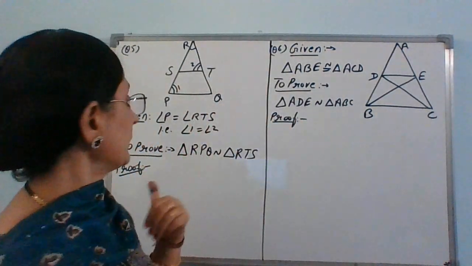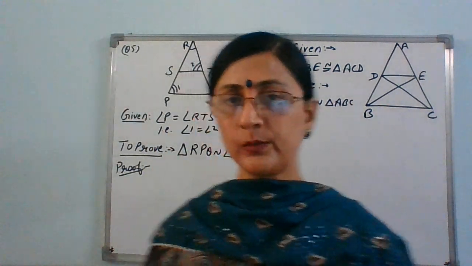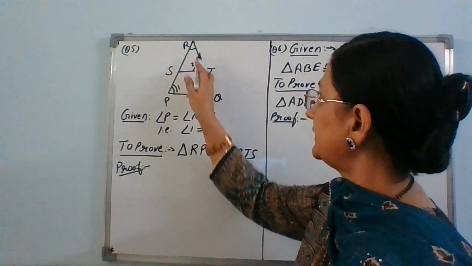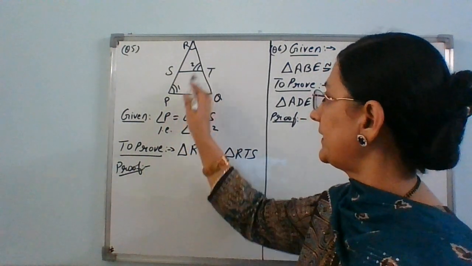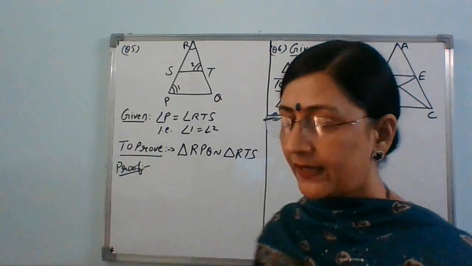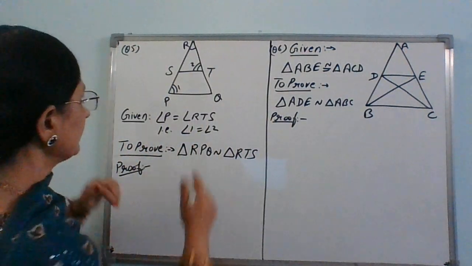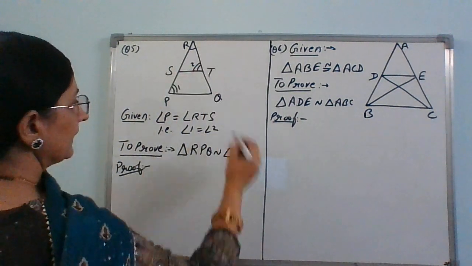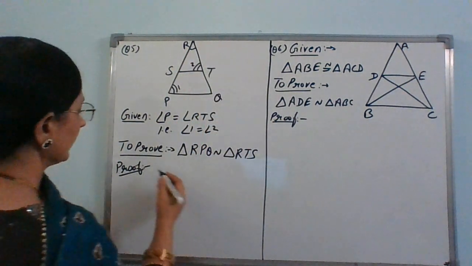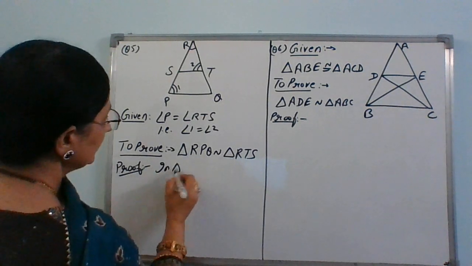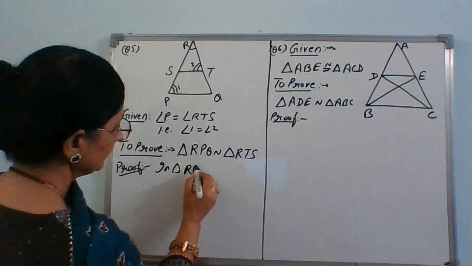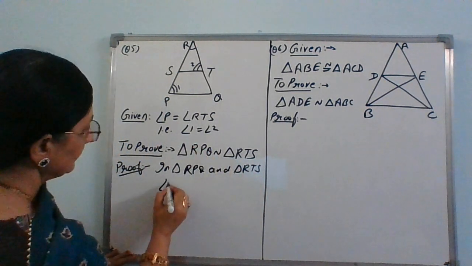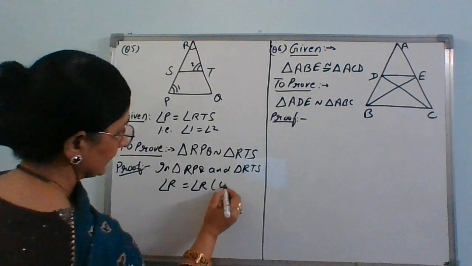Okay, now I'll explain question number 5 and 6. Right, in question number 5, it is given that angle P is equal to angle RTS, means angle 1 is equal to angle 2. So we have to prove that these triangles are similar: RPQ the bigger one and RST the smaller one. Okay, so now in these two triangles, triangle RPQ and triangle RTS, angle R will be equal to angle R, common angle.